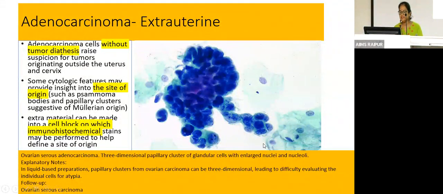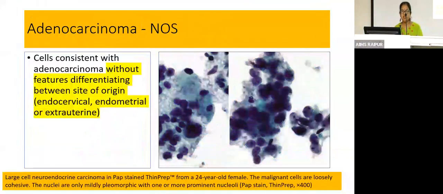For example, this is a papillary cluster. Patient had an ovarian mass, so this was called ovarian serous. All right. What more can you do? If you've seen this on the smear, take the material, spin it, make a cell block, and do IHC for further characterization. IHC can be done on LBC prepared smears as well, but it's not as good as a cell block. So cell blocks are preferred.